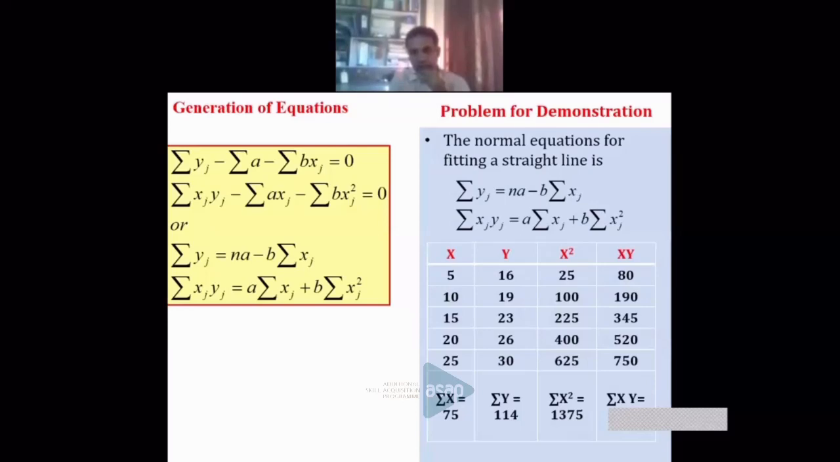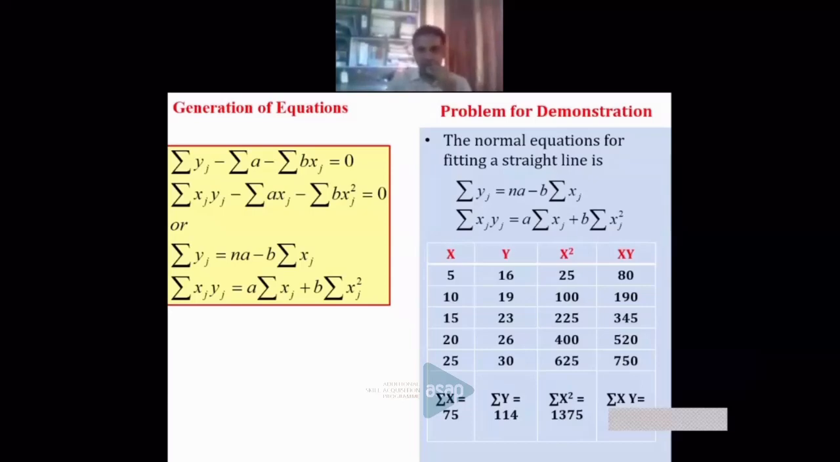So this one is x into y: 80, 10 into 90, 190, 50 into 45. Multiplication of these two. This one 25, 30 gives that. Likewise, the sum of all the x squared is equal to 1375. So the sigma value of x squared, sigma value of xj picked up from here, sigma value of yj picked up from here, sigma value of xj again picked up from here, xj yj picked up from here. Let's see what's there in the next slide.